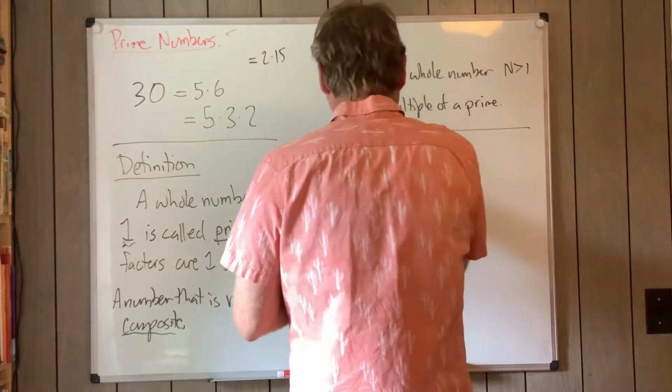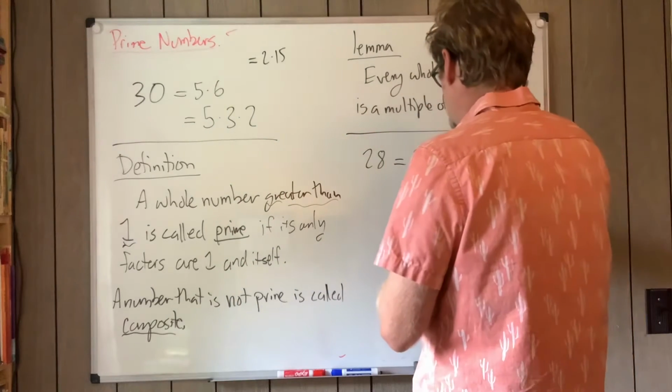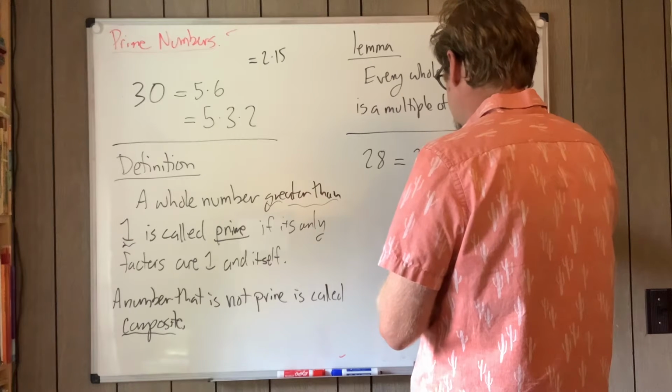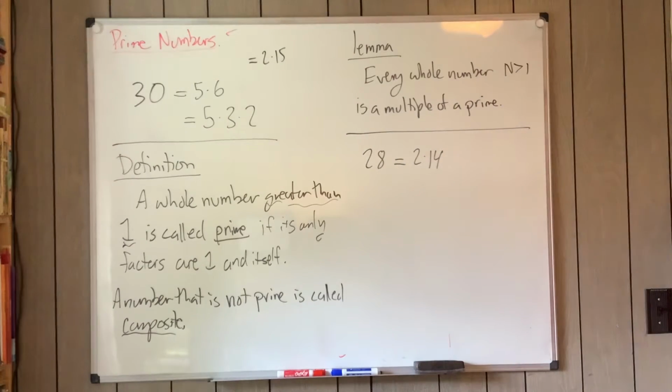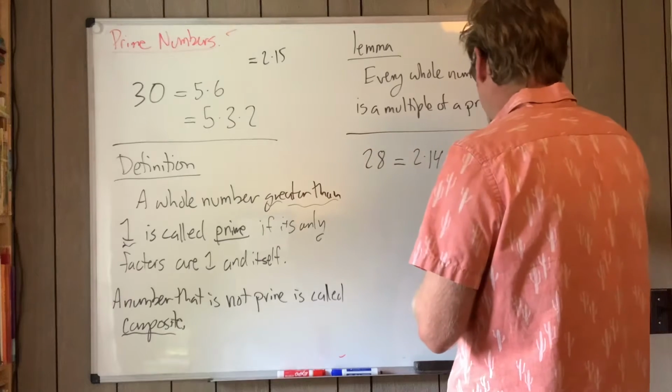Let me try another one. So 28. I can write that as 2 times 14, and we know 2 is prime. I can also write it as 4 times 7.